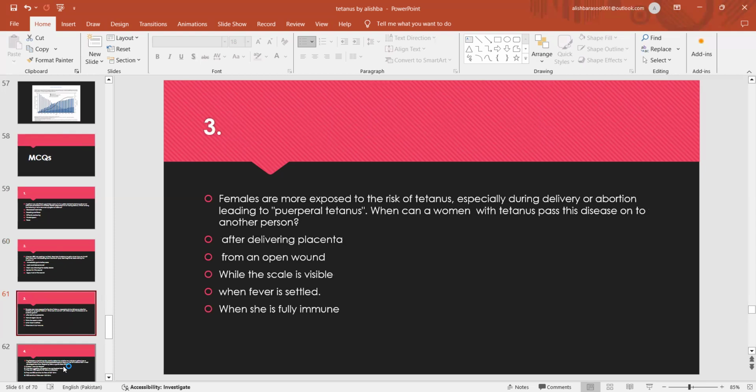Females are more exposed to the risk of tetanus, especially during delivery or abortion, leading to puerperal tetanus. When can a woman with tetanus pass this disease on to another person? A. After delivering the placenta. B. From an open wound. C. While the scab is visible. D. When the fever is settled. E. When she is fully immune. It's B.